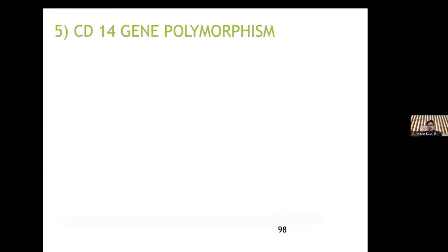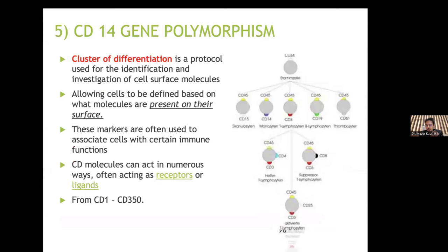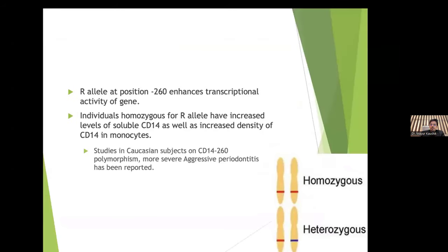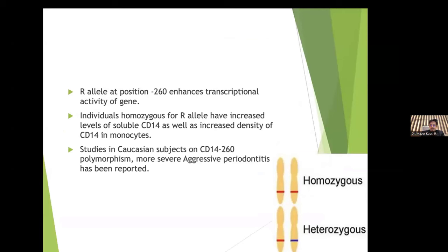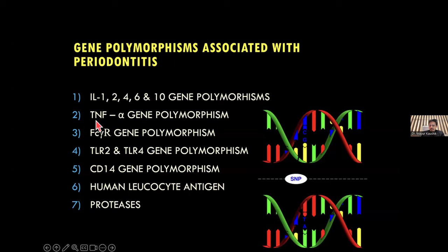Finally, coming to the last receptor, that is cluster of differentiation molecules. Cluster of differentiation molecules are again receptors or ligands present on the surface, which help in identifying the microorganisms. 350 cluster of differentiation molecules are there. Genetic defects have been found mainly with regard to CD14, cluster of differentiation 14. In case that defect is there, it leads to more aggressive periodontitis. Now, this was reduction in immunity. This was increase in immunity.